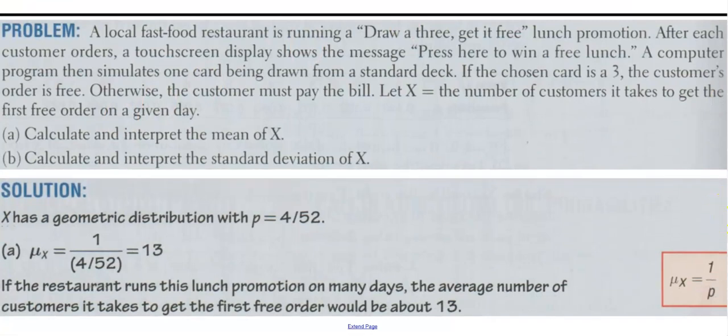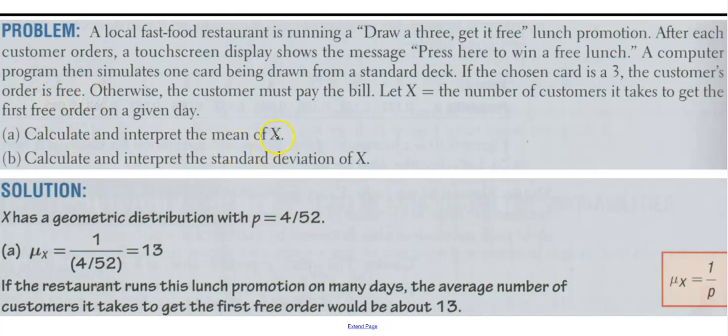A local fast food restaurant is running a draw 3, get a free lunch promotion. After each customer orders, a touchscreen display shows the message, press here to win a free lunch. A computer program then simulates one card being drawn from a standard deck. If the chosen card is a 3, the customer's order is free. Otherwise, the customer must pay the bill. Let X equal the number of customers it takes to get the first free order in that day.